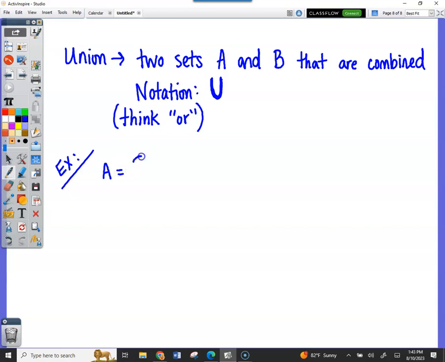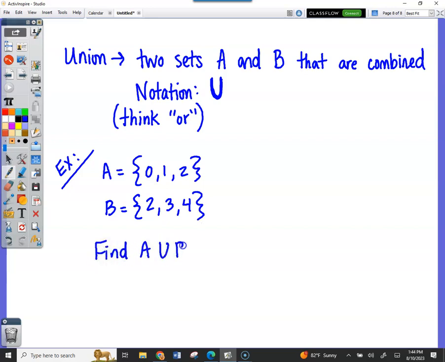Let's go simple. A is 0, 1, 2. And B is 2, 3, 4. And the directions say find the union of set A and B. Well, union means it's two sets combined, right?